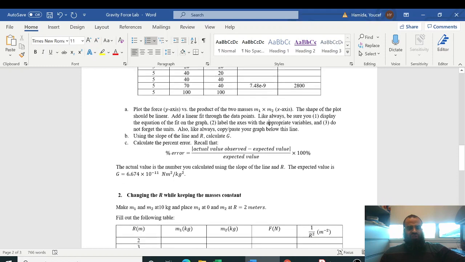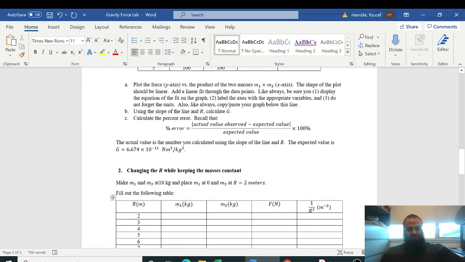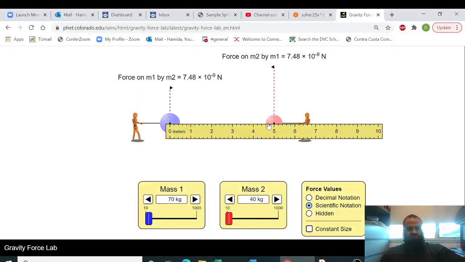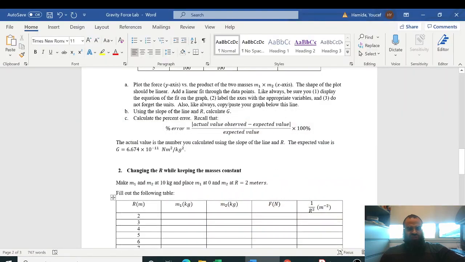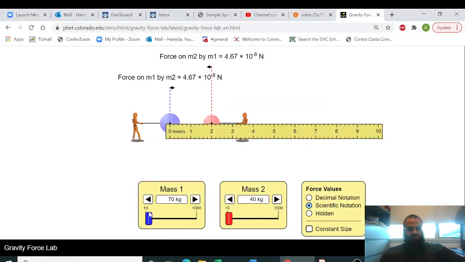After you have completed all this table, you're asked a few things. Now, in the next part you're going to keep the masses constant. Both of them will stay at 10 kilograms. M1 will be at 0, and M2 will be at 2 meters. So 2 meters between them. And both of them will be 10. So let's slide it all the way to 10. So both of them are 10.